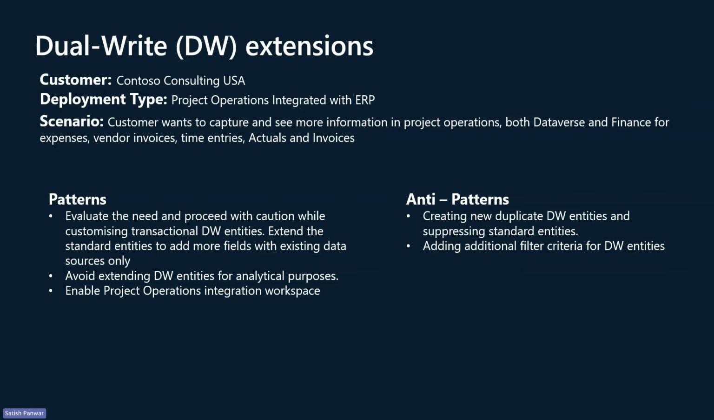Additional filter criteria on transactional entities could result in a subset of transactions being sent across the platform. This can cause issues as many transactions may be skipped from processing through the entire process. Since most of the approval in project operations is automated for expense and vendor invoices, not all fields need to be synchronized between Dataverse and finance and operations. We have recently released the Enable Project Operations Integration Workspace feature. Use the integration workspace to understand data flow between the platforms and if there are any discrepancies.